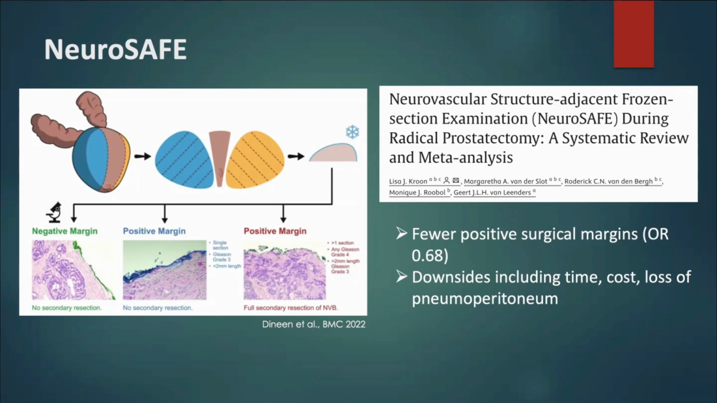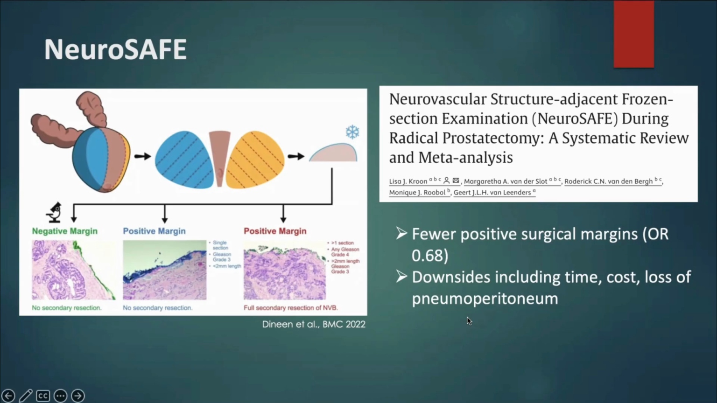Now it's used in the UK principally in a private setting, as it's fairly well marketed, but I think it's more commonplace in Europe, particularly in Germany and the Netherlands, I believe. It does rely on the whole prostate being removed intraoperatively and then sectioned accordingly. And there is a trial that's recruiting in the UK called the NeuroSafe PROOF trial, for which this schematic is lifted from.